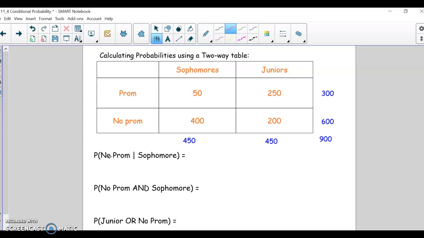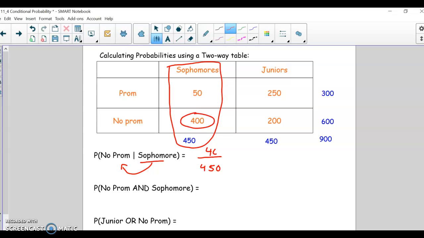Okay, so probability you did not go to prom given that you're a sophomore. When we say given that they're a sophomore, that means our bottom number in our probability is just the sophomores. Looking at the table, the sophomores are 450. Then out of those 450 sophomores, how many did not go to prom? Most of them. Out of those 450, 400 did not go to prom. If we reduce all that, that'd be 40 over 45. Sorry for the bad handwriting. Divide by 5, that'd be 8/9. So the probability that you did not go to prom, given that you were a sophomore, is 8 out of 9.